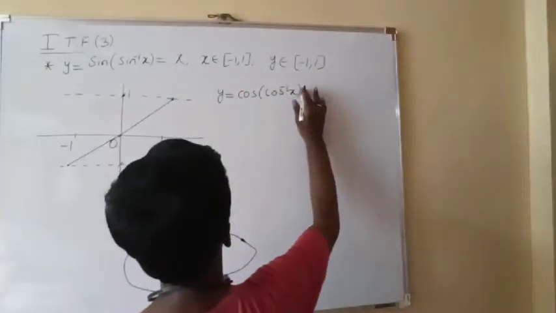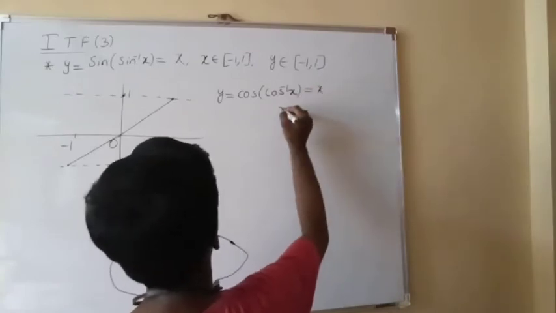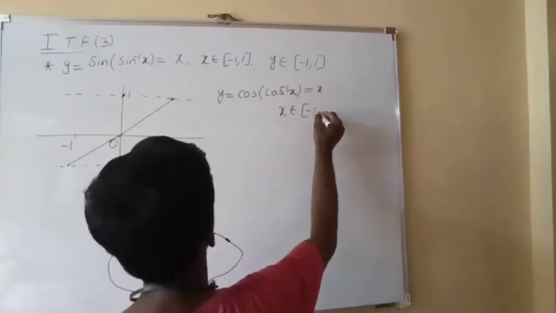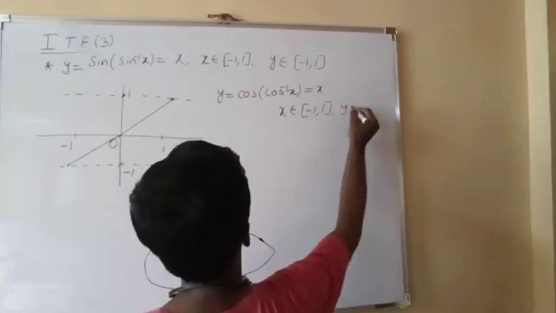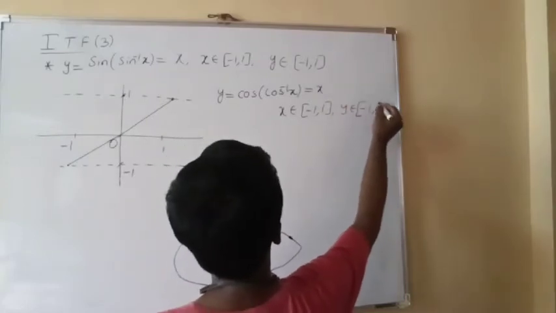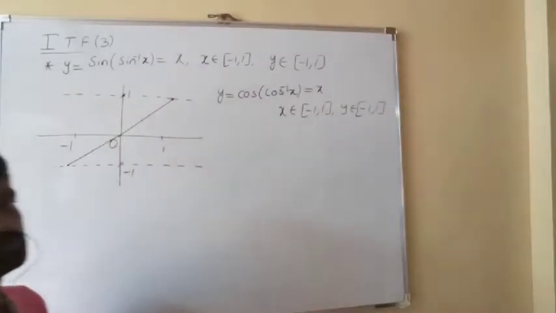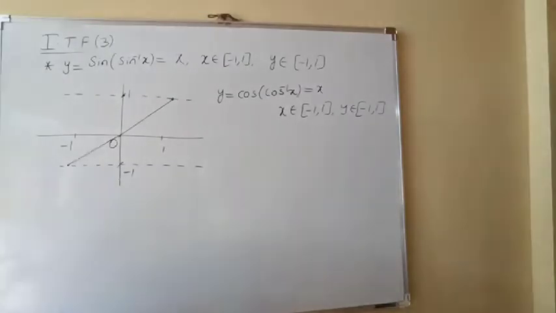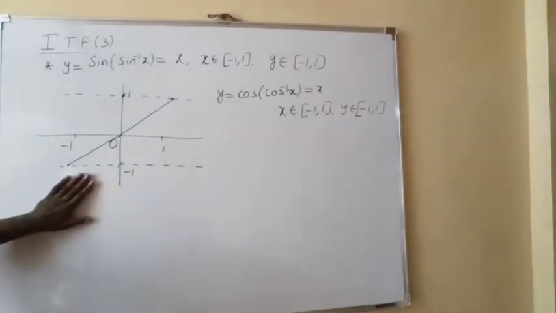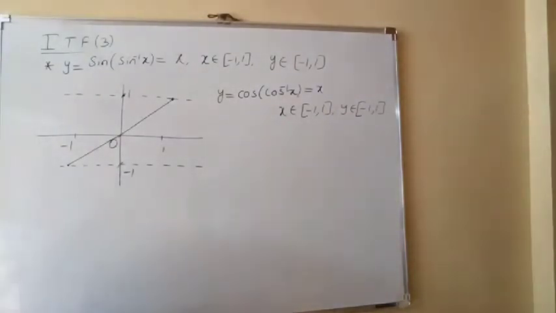So here y is equal to x, where x belongs to the closed interval minus 1 comma 1. And also obviously y also belongs to the closed interval minus 1 comma 1. So just draw the graph of y is equal to x in this closed interval minus 1 comma 1, which is the same as this. So this is the graph of y is equal to sine of sine inverse x as well as cos of cos inverse x.